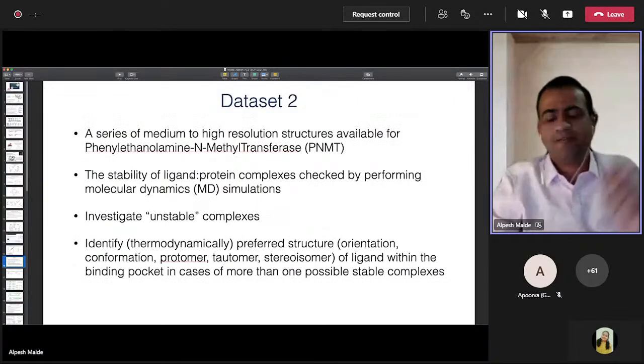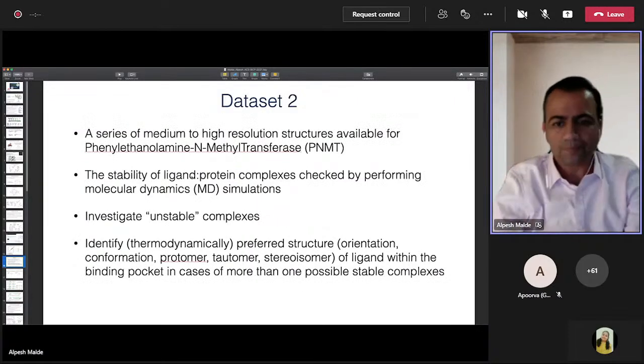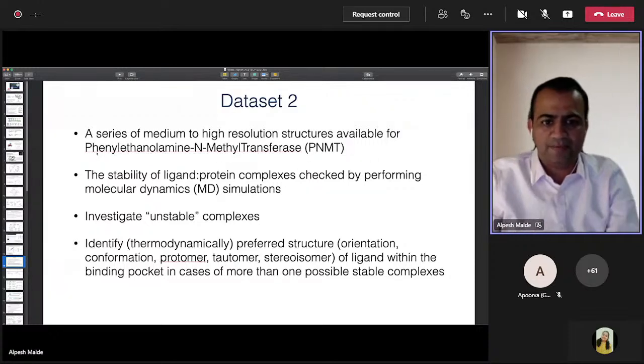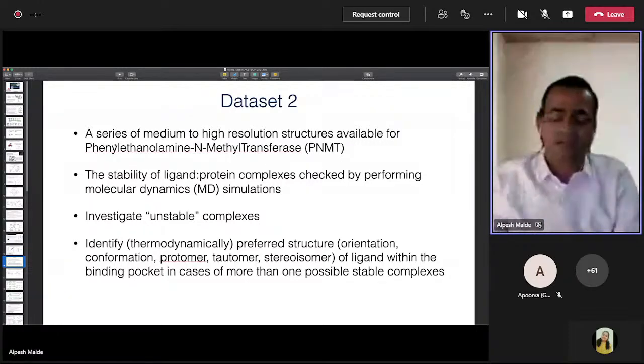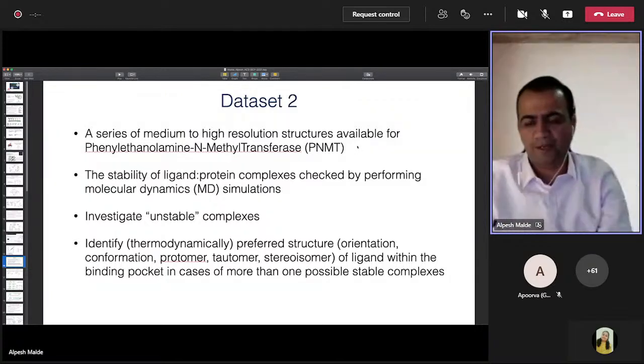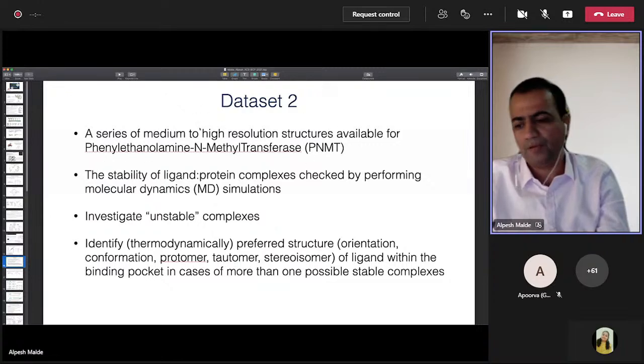So the next data set we took was a protein called phenylethanolamine N-methyltransferase. Now we have a collaborator at the University of Queensland who has been working on this target for many years, and they have generated a large amount of binding and structural data. Most of this work was done by the PhD student Pramod Nair.